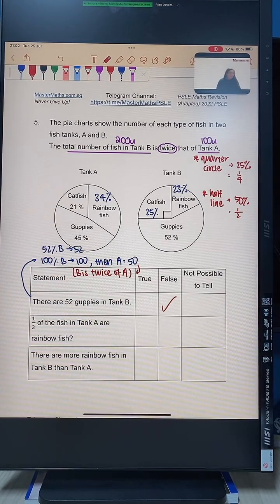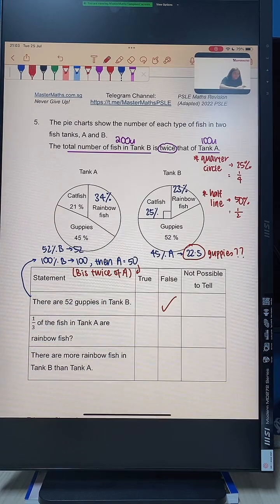Agree? Then A is 50 because B is twice of A. Right? Now, if A is 50, let's take a look at guppies for A. 45% of A will be 22.5. Now, do you think I can have 22.5 guppies? No, right?